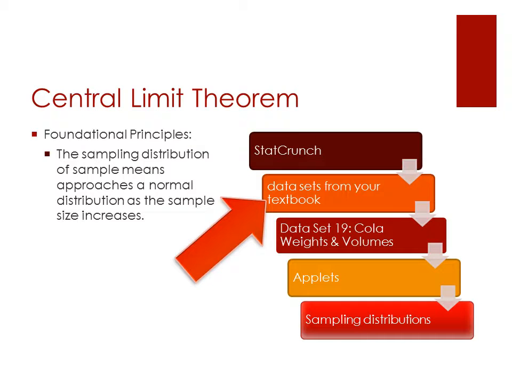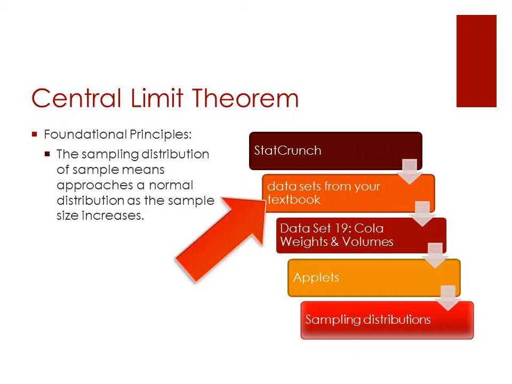So you need to go to your Open StatCrunch. If you're opening up from the Blackboard side and you go to the Pearson for the homeworks, you go to your Pearson homepage and select the StatCrunch option there on your left-hand side. Then you need to be sure to select the option Data Sets from your textbook. Previously, we've been opening an empty set that we've been entering data in ourselves, but here we're going to open one of the data sets from your textbook. So we're going to open up data set 19, cola weights and volumes.